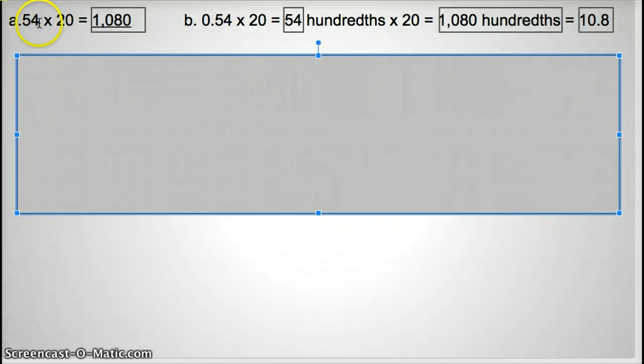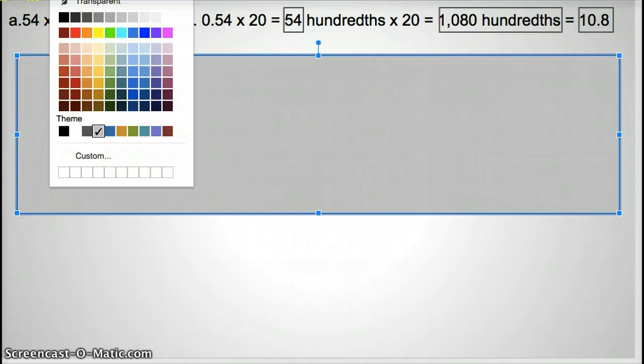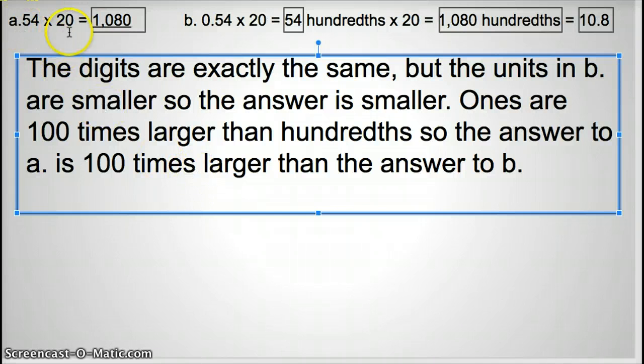In this one, I go from 54 ones to 54 hundredths. Again, the digits are exactly the same, but the units in B are smaller, so the answer is smaller. Ones are 100 times larger than hundredths, because it takes 100 hundredths to get to 1. This is 54 ones, and this is 54 hundredths. So the answer to A is 100 times larger than the answer to B.